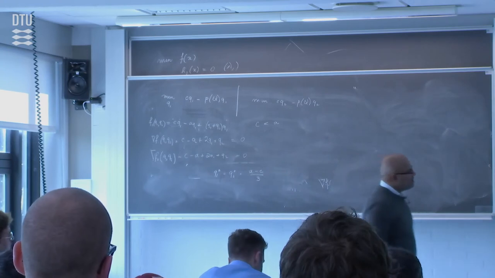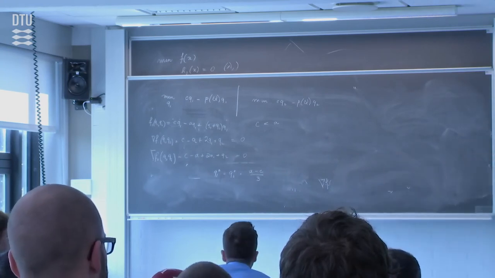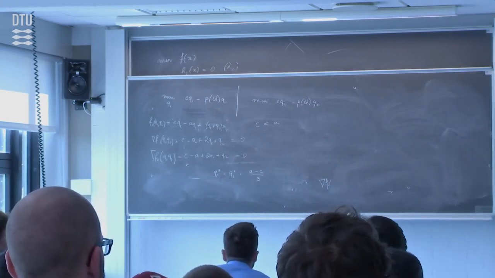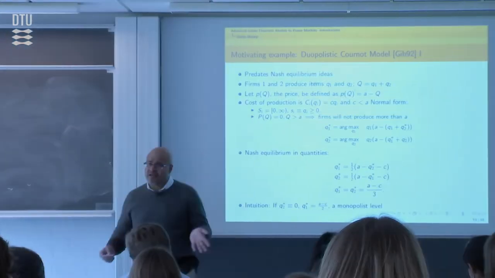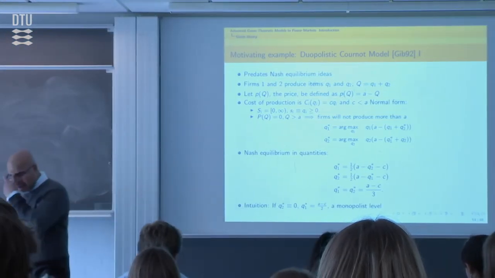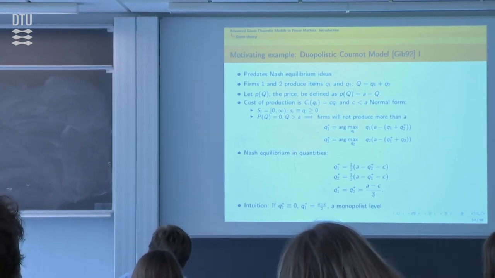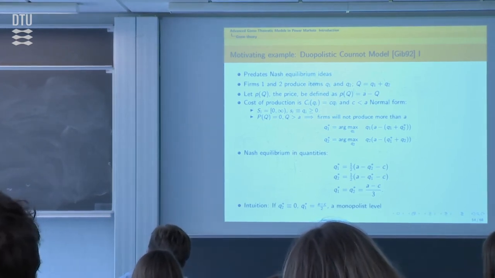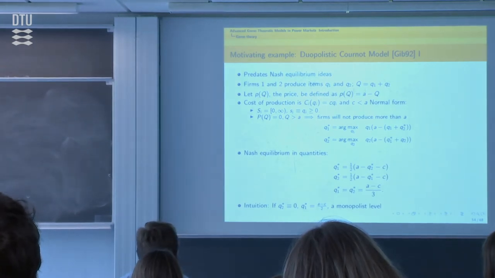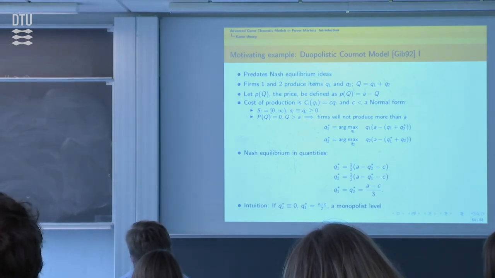Okay, so what you notice is it's of course a symmetric Cournot game. Both players have the same marginal cost, and the equilibrium is at A minus C over 3. Now, since A is greater than C, Q1 and Q2 star are both non-negative. So imposing a requirement like that is superfluous. It doesn't matter. I've got solutions which are in the interior.